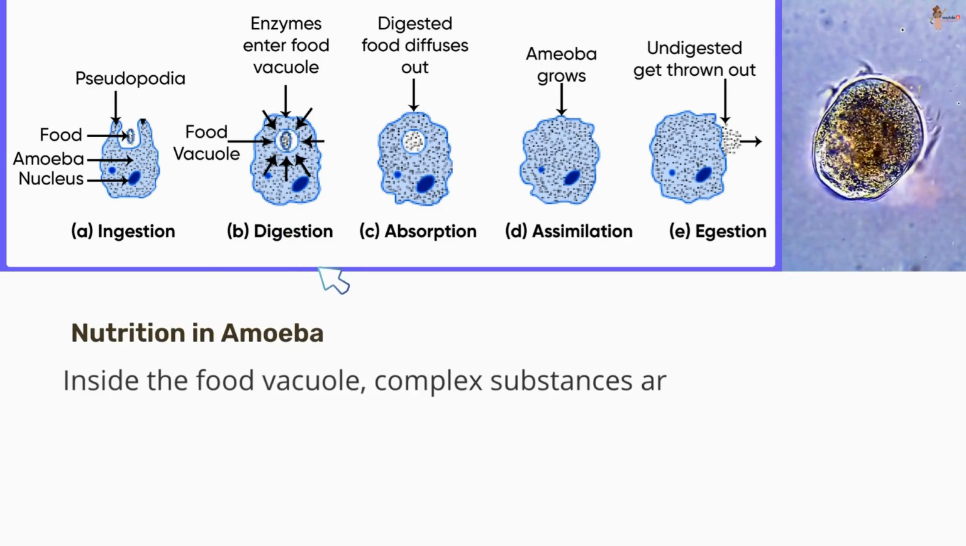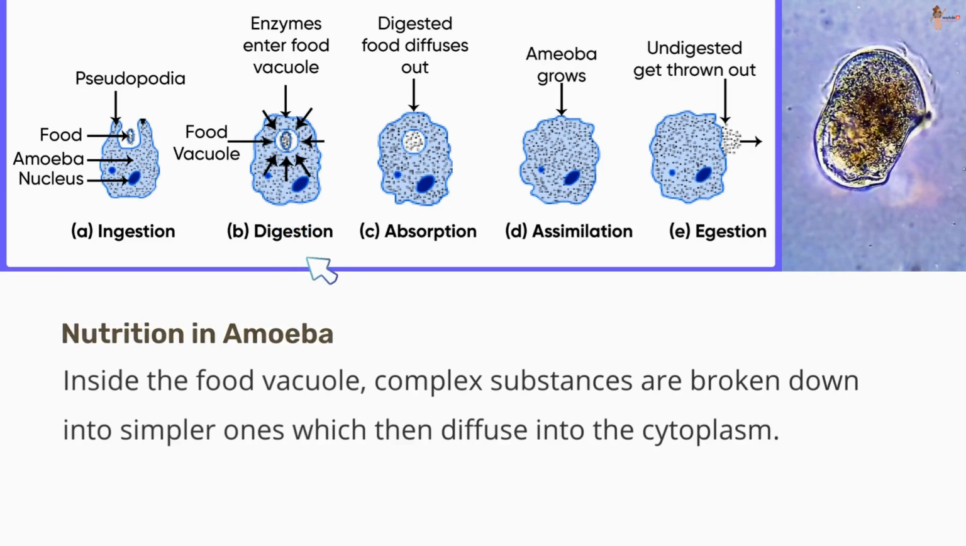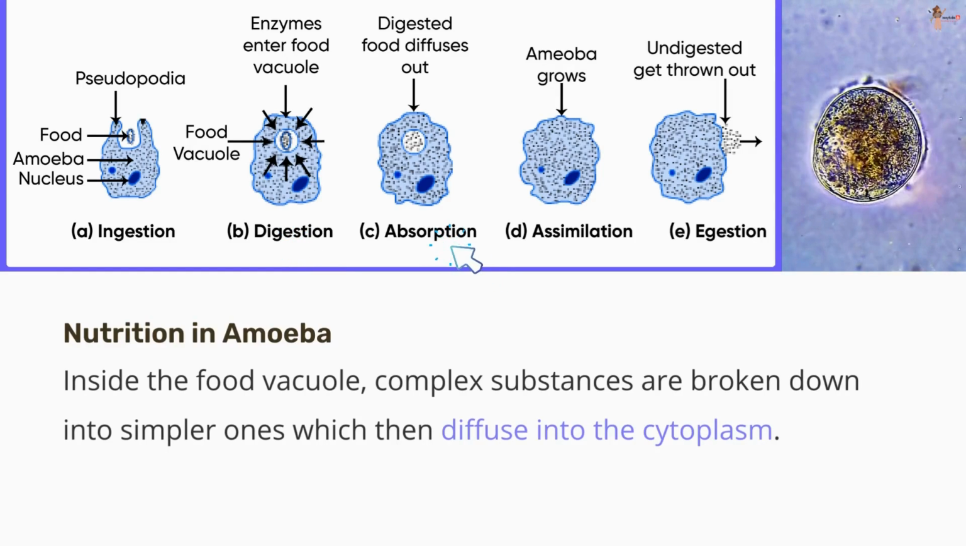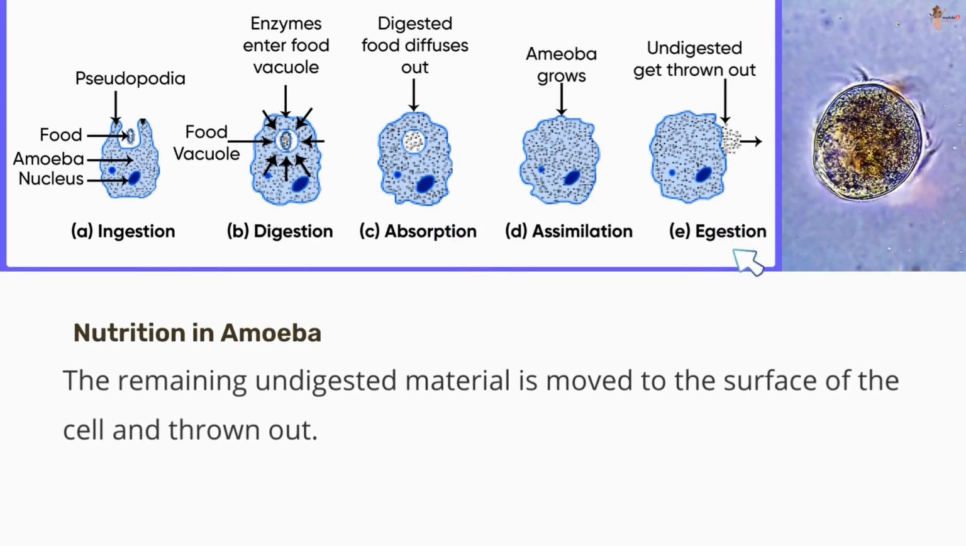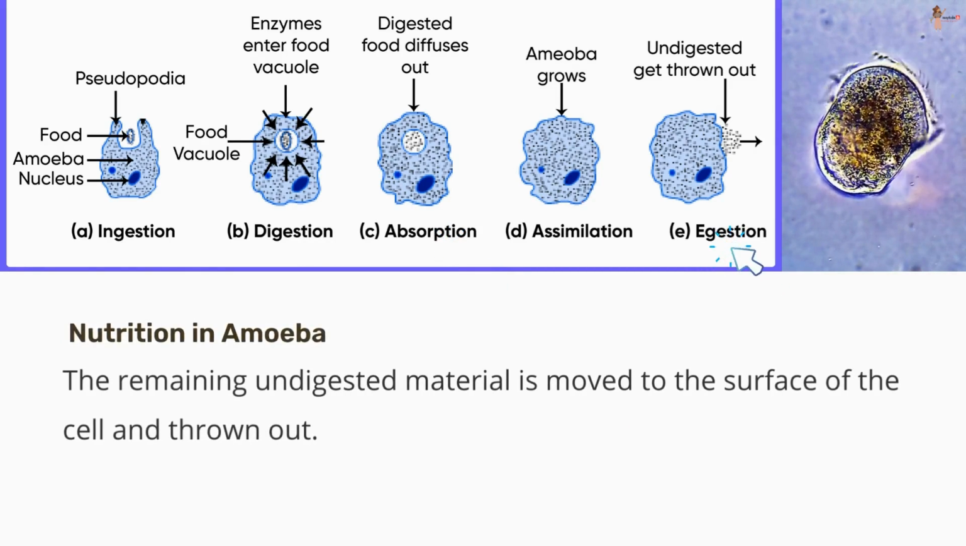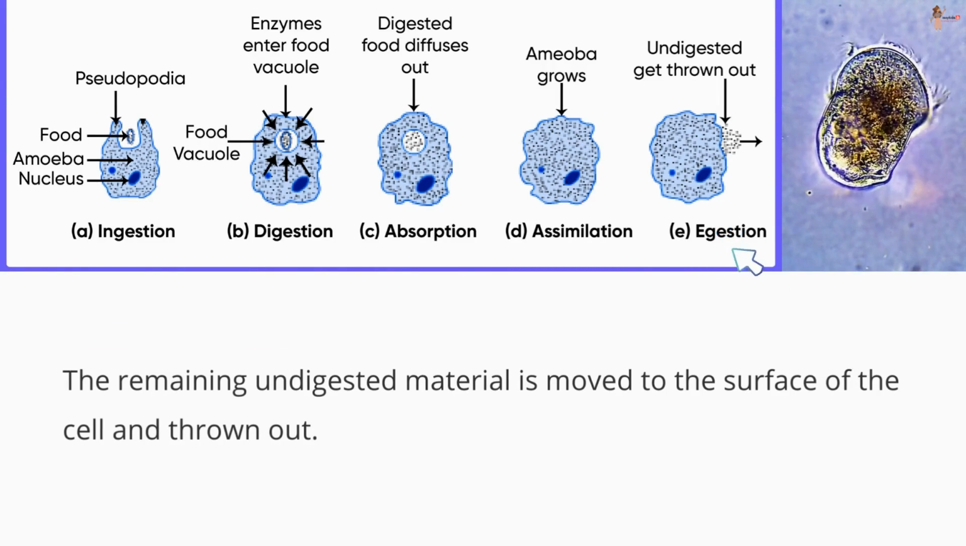Inside the food vacuole, complex substances are broken down into simpler ones, which then diffuse into the cytoplasm. The remaining undigested material is moved to the surface of the cell and thrown out.